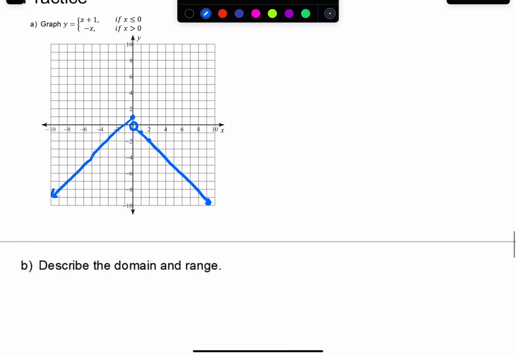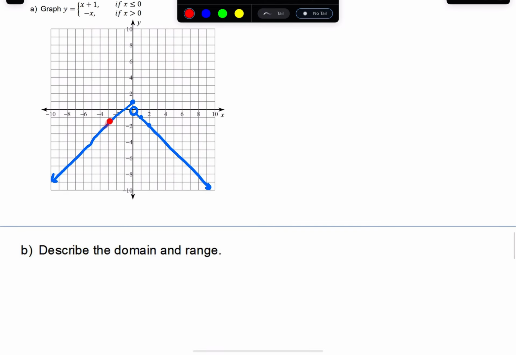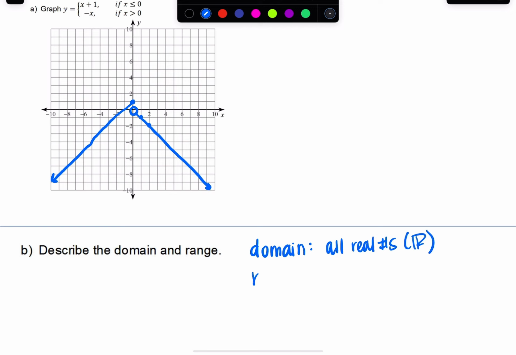Okay, now domain and range. So if I take my laser pointer and I look from left to right, I'm hitting a point at every value. So my domain is all real numbers. Okay, range. If I take my laser pointer, I look from bottom to top. So I'm going up, up, up, up. I jump up to this point, and then I stop. Which means that all my y values are less than that point at 1. And it's got a closed circle, so I have the equal to sign.